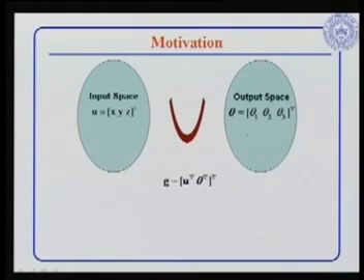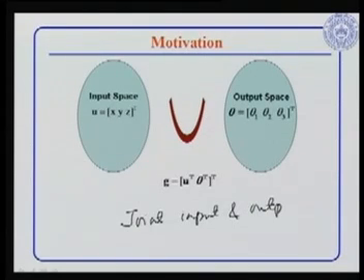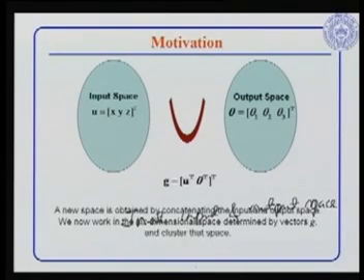So, if I create a joint input and output space, this is u transpose, theta transpose, all transposed. In this case it is a 6 dimensional vector. A new space is obtained by concatenating the input and output space. We now work in the 6 dimensional space, determine the vector G and cluster that space.